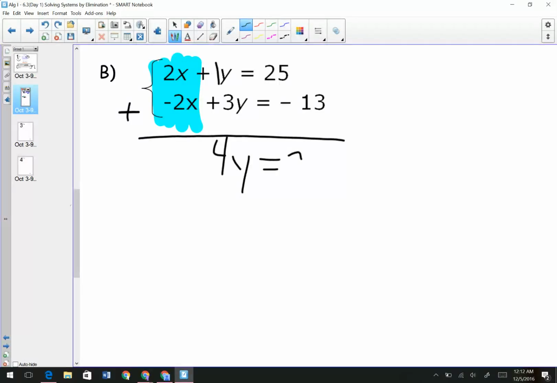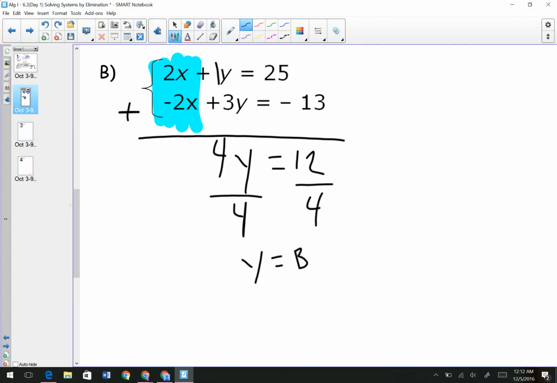I almost said 22. It's 12. Okay. 4y is equal to 25 plus a negative 13, which is 12. Which makes a really easy one-stepper. Divide by 4. Divide by 4. Y is 3. Not y is b. Y is 3. Now plug that back in.